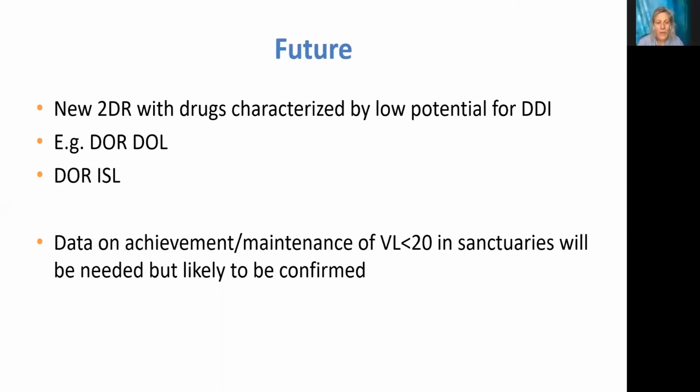I'm talking about potential combinations like doravirine and dolutegravir, or doravirine and islatravir, which are currently studied in phase 3B clinical trials, and many more, like the combination between the injectable cabotegravir and rilpivirine, and I'm sure others that are being studied. What we need to keep an eye on is data on the achievement and maintenance of the undetectable viral load in sanctuaries. But I think we've learned a lot with the data on dolutegravir and lamivudine.